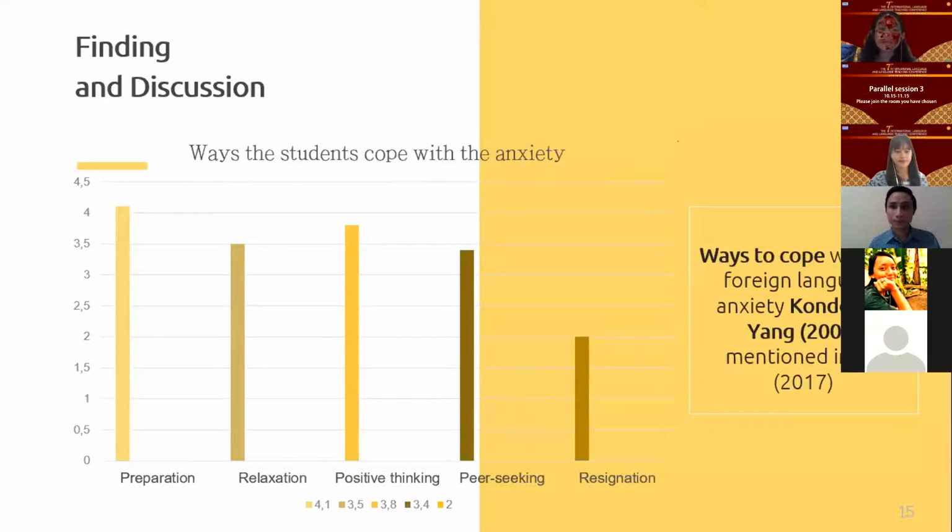And this is the five ways the students cope with their anxiety. It shows that preparation got the biggest proportion here. They prepared really well for their group work for their presentation day, rather than this one, resignation. It means that the students were doing nothing for their presentation. The other parts are relaxation, positive thinking, and peer seeking. It means that the students looked for other peers to practice together in presenting their ideas.